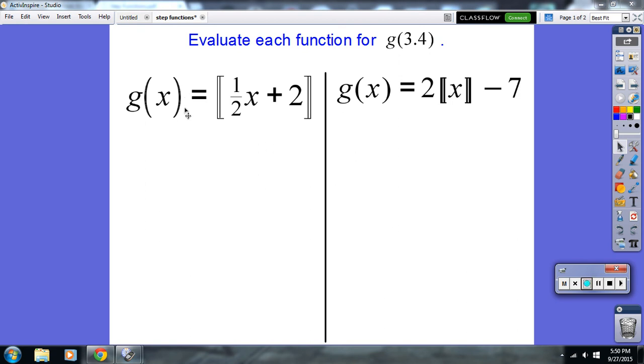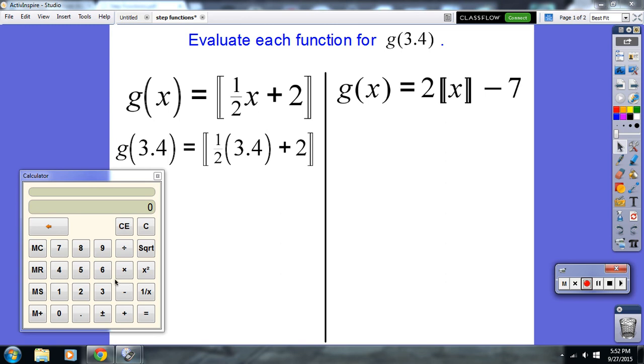On the left, we're going to evaluate g of 3.4. And so the first thing I do is I replace x with 3.4. After I replace the x's, then I evaluate what is in the greatest integer function. So 1/2 times 3.4 plus 2. So that would be 1/2, which is 1 divided by 2, which is 0.5. So 0.5 times 3.4 plus 2, and we get 3.7.